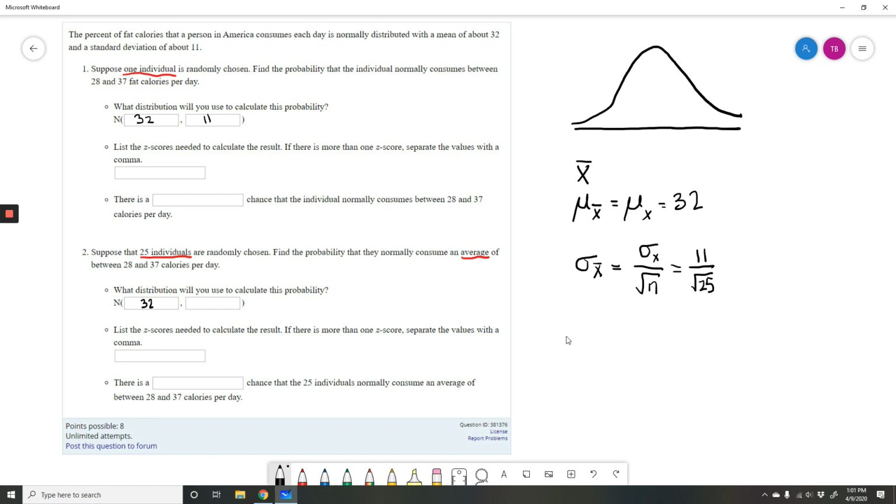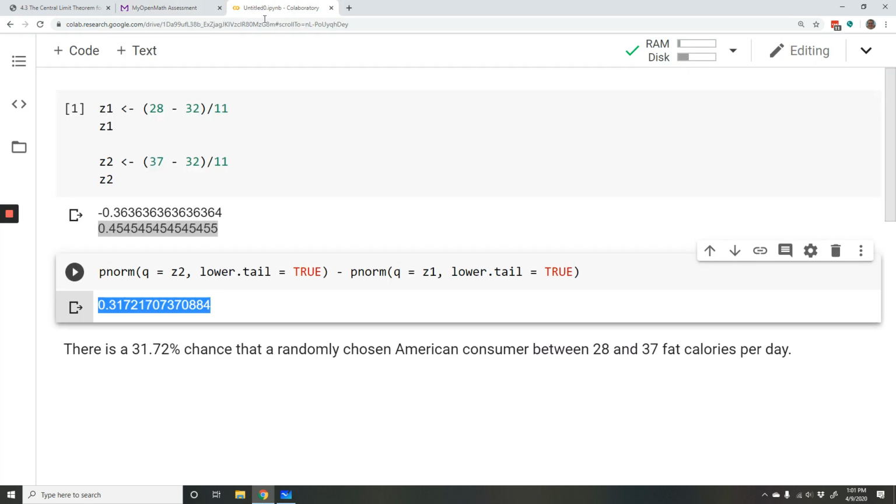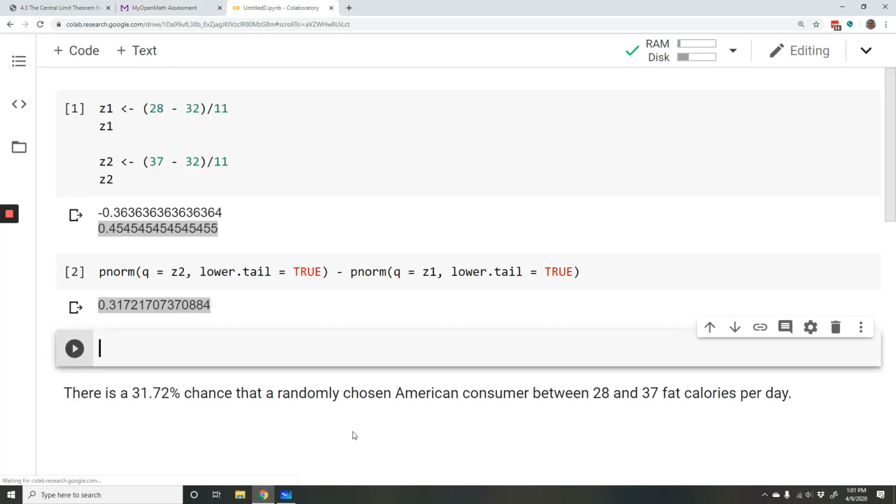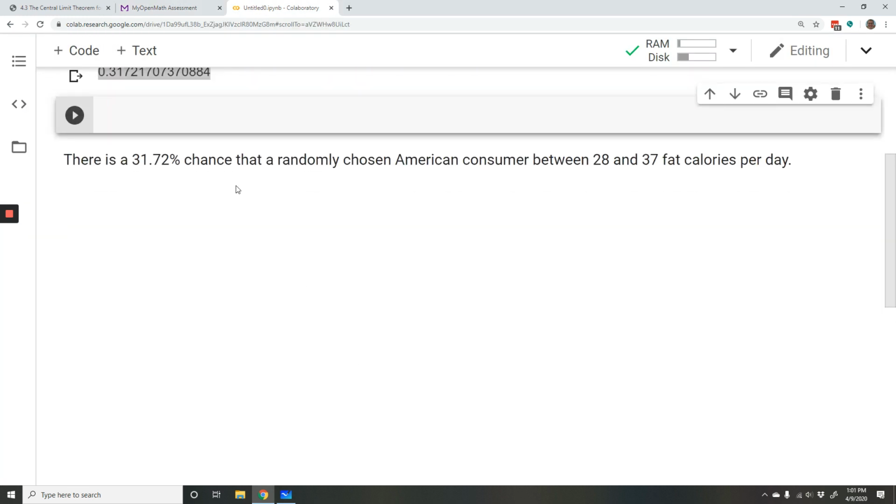Okay, so to find the standard deviation of the distribution of sample means, we've got to plug this into our notebook. Whoops, that's not where I want that.